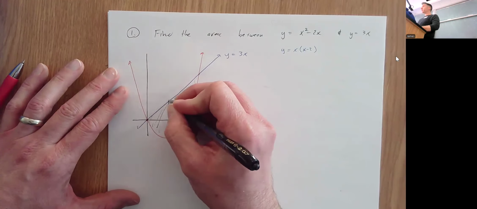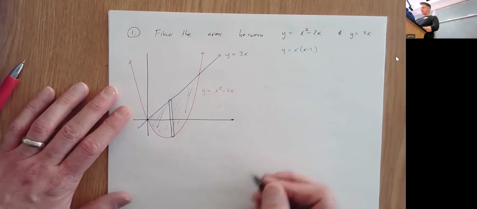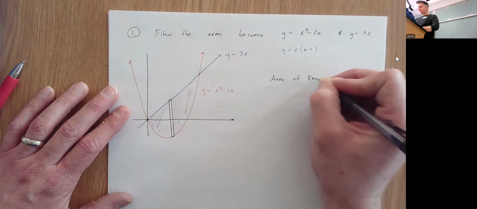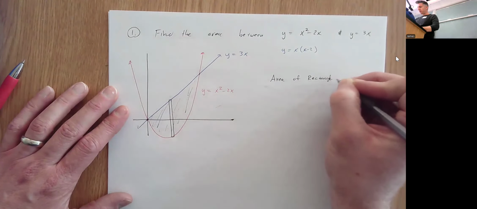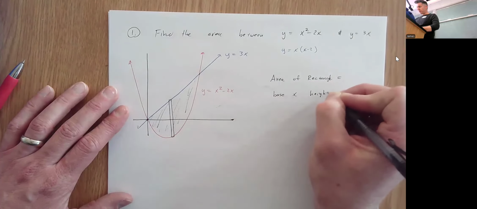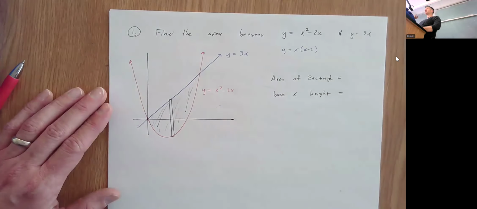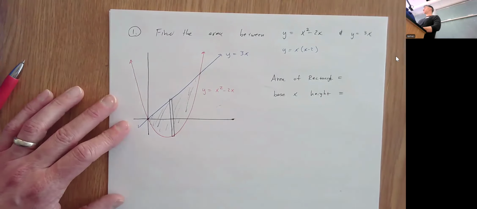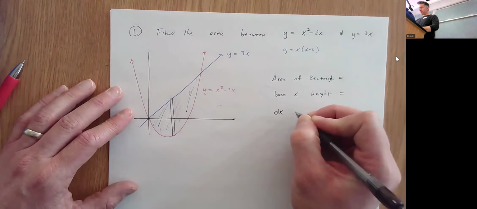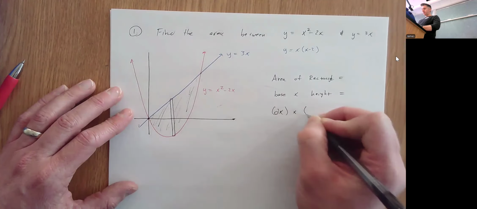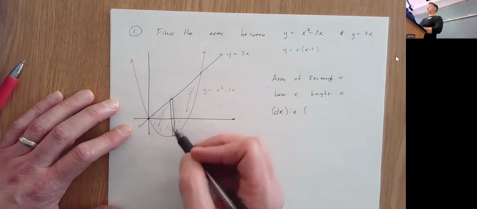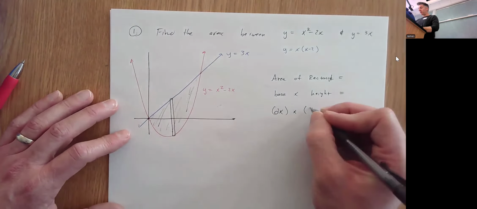There's my rectangle there. And I'll point out that the area of our little rectangle is just going to be base times height. The base is a small change in x, which we're going to call dx, or delta x if you prefer, which becomes dx when I move to an integral. And the height of this rectangle, well, it's whatever value the top function has minus whatever value the bottom function has. We often just write top minus bottom to start off with.